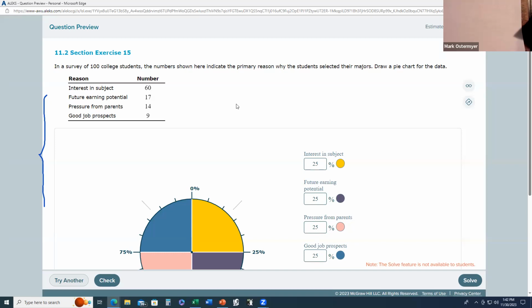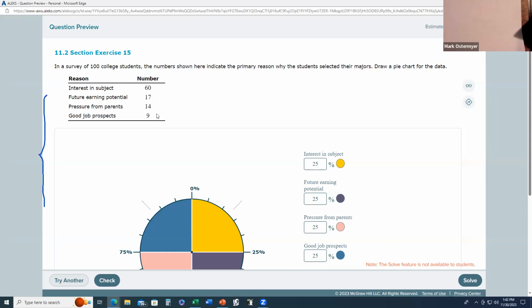So we're assuming that each of these 100 students that were surveyed could only answer or check off one of these reasons, only one. That's the key to building a circle graph. There cannot be multiple answers. If that's the case, you really should be using a bar graph. The circle graph just won't work.